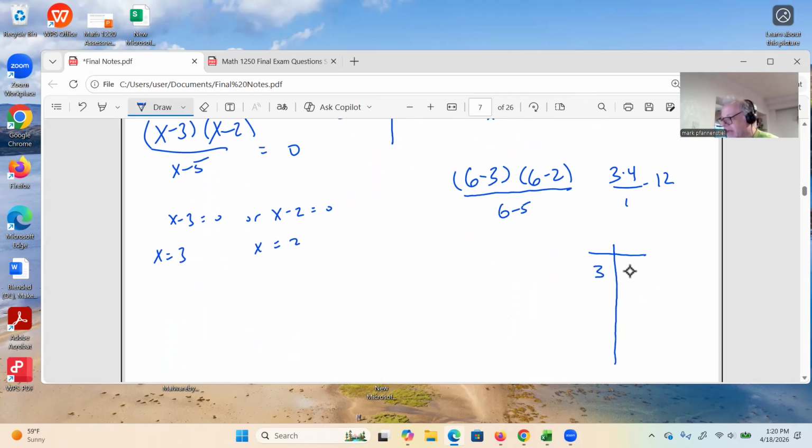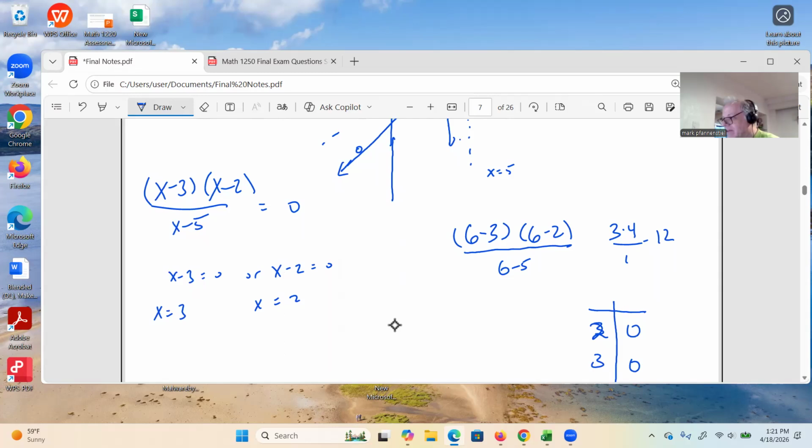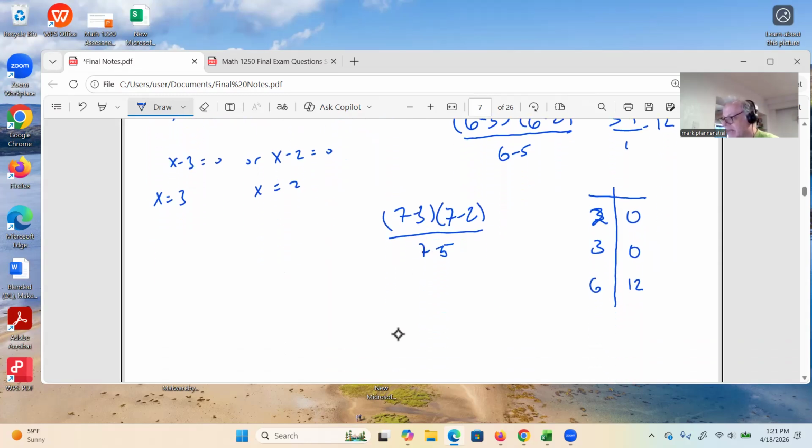Okay, we could say 3. Well, let's go ahead and say 2, 0, 3, 0. Here is my 6 and 12. We're also going to now do 7 because that was the other point that I was going to pick. So I have 7 minus 3 times 7 minus 2 divided by 7 minus 5. So let's see, 7 minus 3 is 4, 7 minus 2 is 5, 7 minus 5 is 2. So we have 20 divided by 2, which is 10. So when x equals 7, we're here at 10.